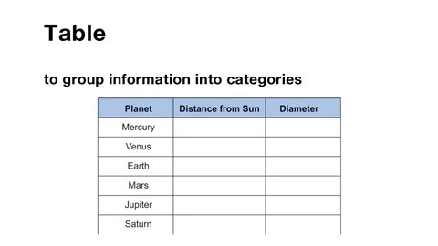The simplest way to present information is to use a table with rows and columns. This visual organiser shows information grouped into different categories with headings. The example table shows information about the planets.